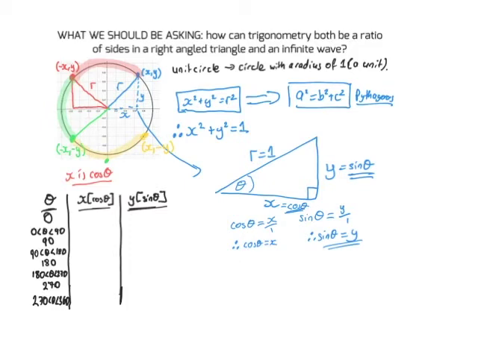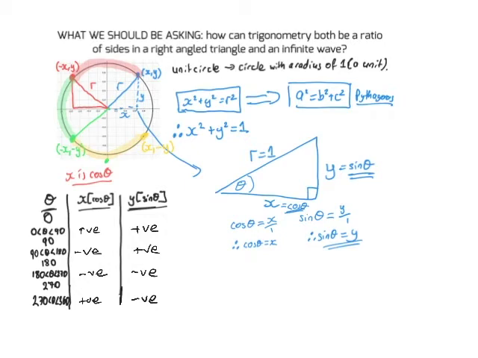Now what we're going to do is tabulate this information. So between 0 and 90, we have a situation where the x is positive and the y is positive. But remember, x is cos theta, y is sine theta. Between 90 and 180, we have a negative cosine, or a negative x, and a positive sine through the positive y. Between 180 and 270, both of these are negative. And between 270 and 360, cosine is positive, but sine is negative.